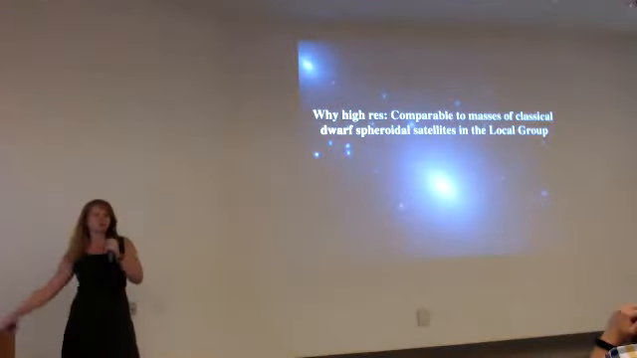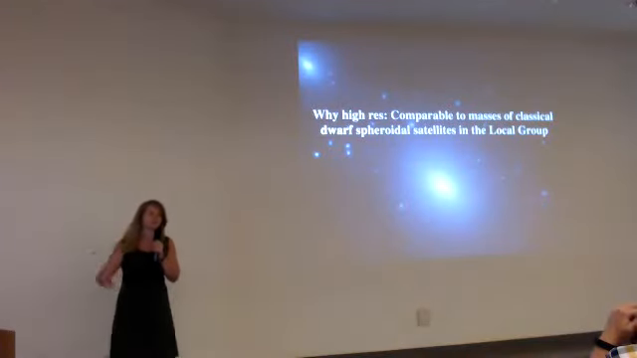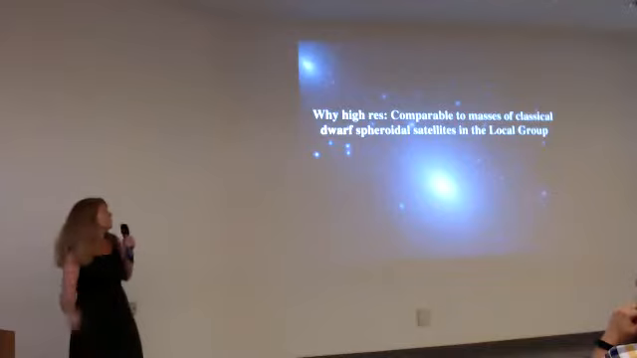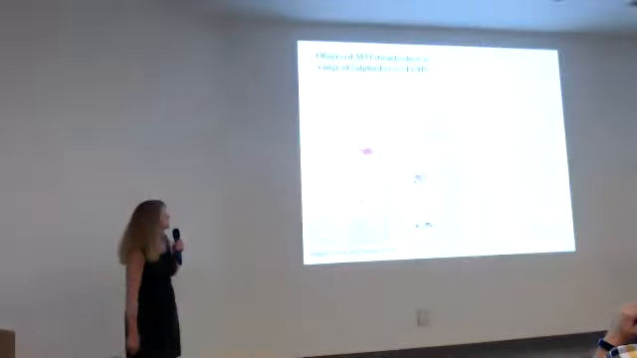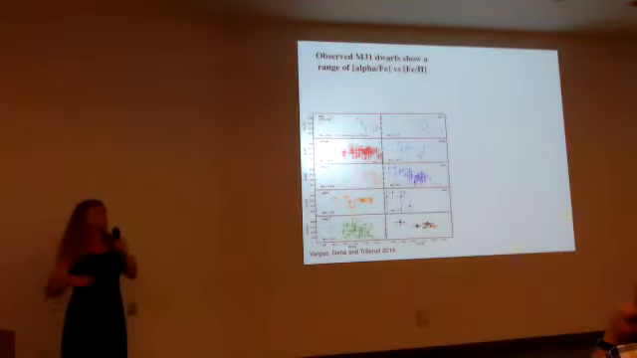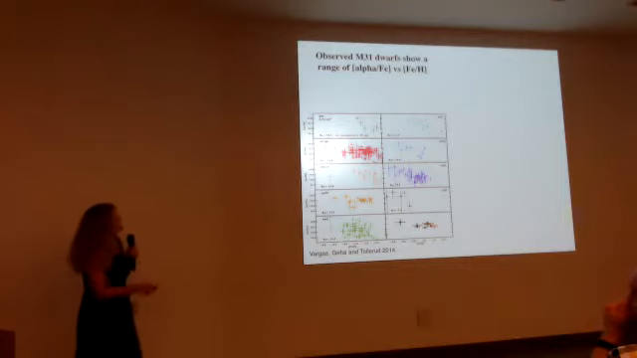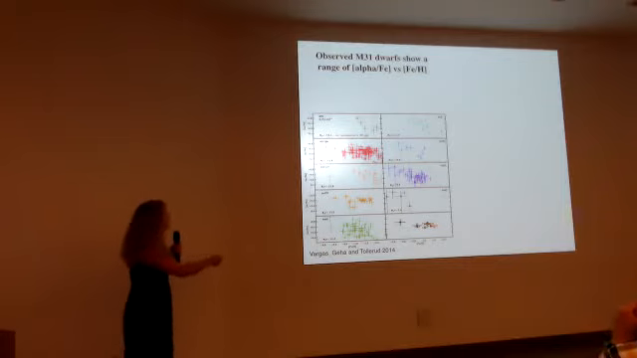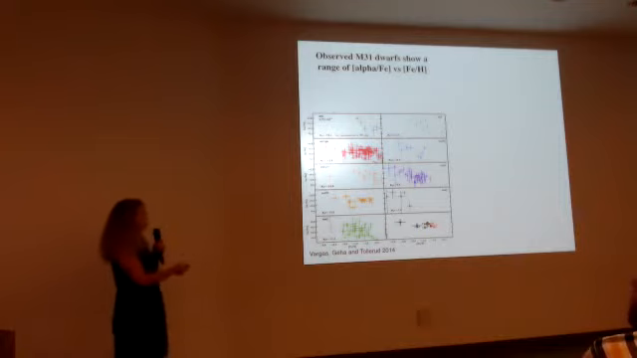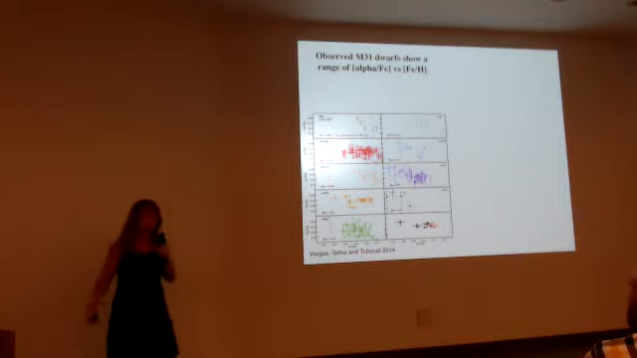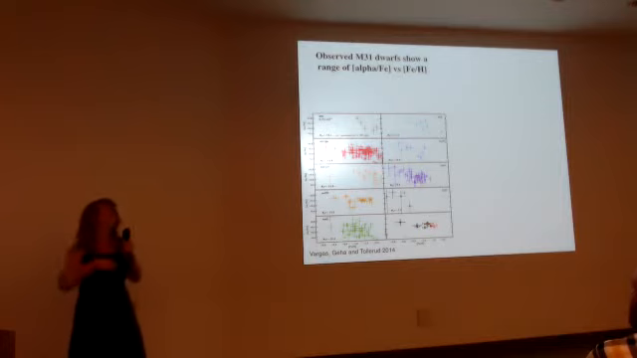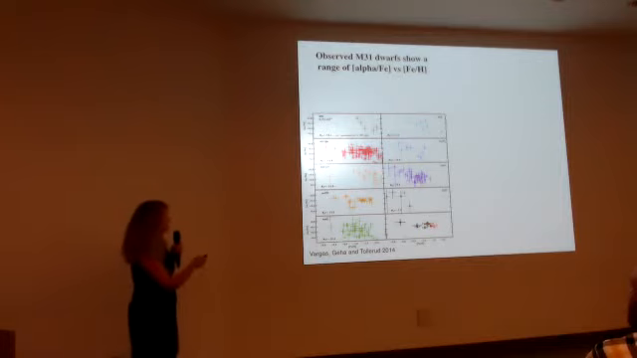Okay, so why do we want to simulate this mass range of dwarf at this high resolution? It's comparable to local group dwarf spheroidals. Just for something simple, let's take the alpha to iron abundance. This is observed. These are M31 satellites, and you can see some of them have flat alpha to iron abundance, some are decreasing. This tells us about the time scale of star formation. It's going to be more flat if your star formation happened in a shorter time scale.